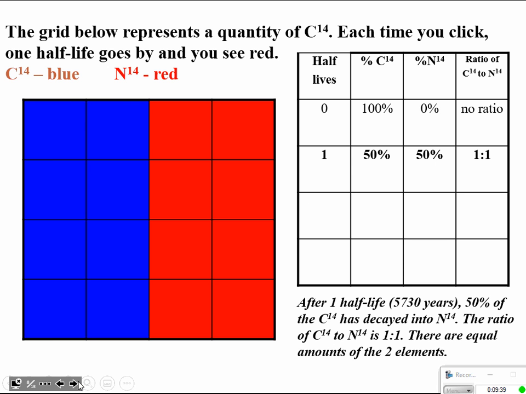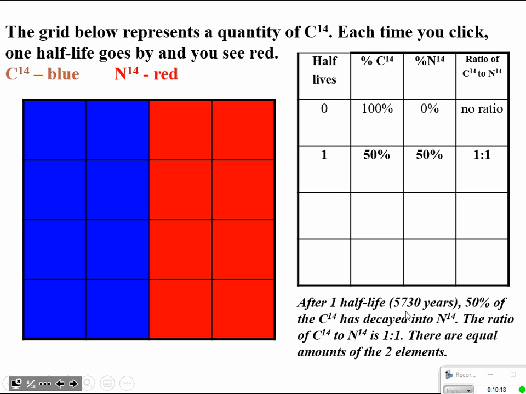Boom. All right. So now we have our first half-life. Now 50% of it is carbon-14, 50% of it is nitrogen-14. My ratio is 1:1. So I know that after one half-life, that is 5,730 years. So it took that long for half of the carbon-14 to decay into the more stable nitrogen-14.